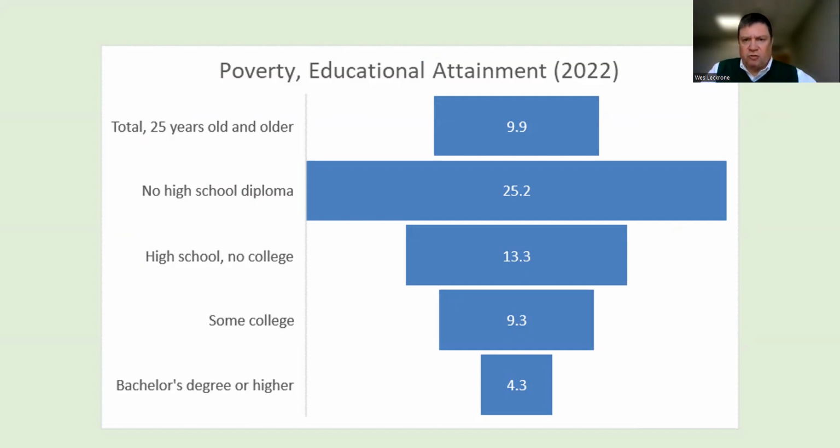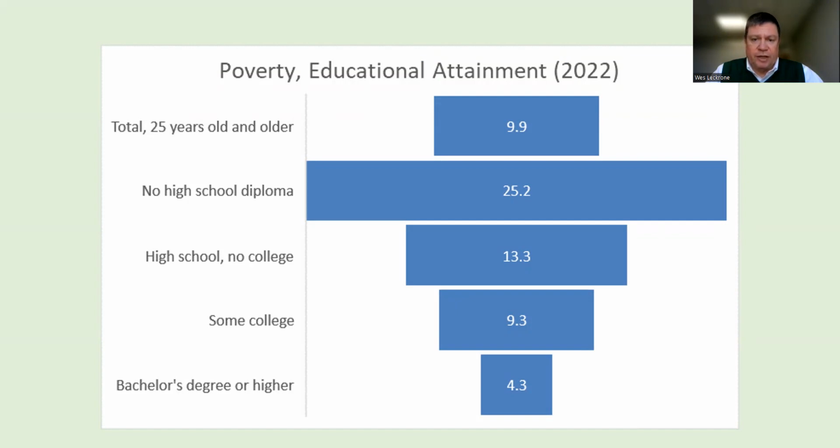What we see is that there's a gradual decline in the amount of poverty as you increase the amount of education that you have. So those people with no high school diploma, about 1/4 of people without a high school diploma live in poverty. High school, you see a big jump down to about 13.3%, some college 9.3%, and finally a bachelor's degree or higher, only about 4.3% of people in the United States that have a bachelor's degree or higher are in poverty.